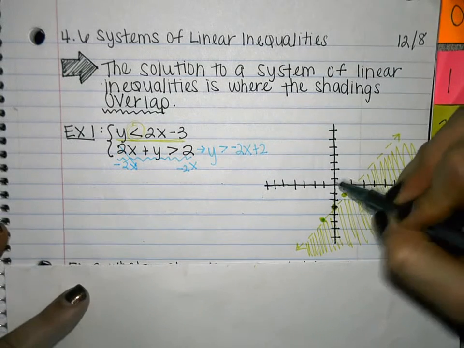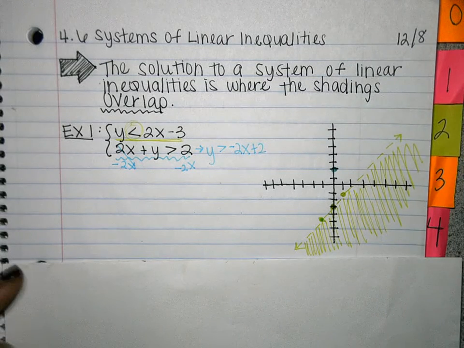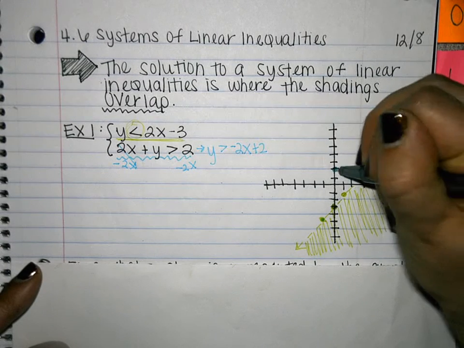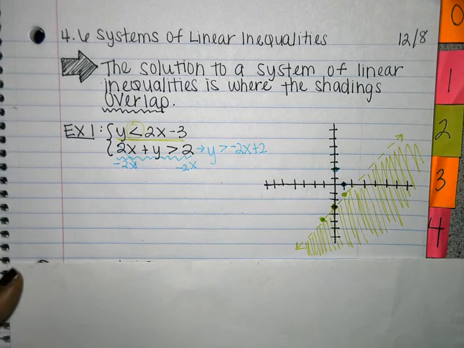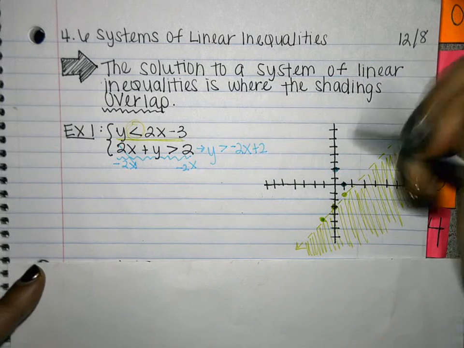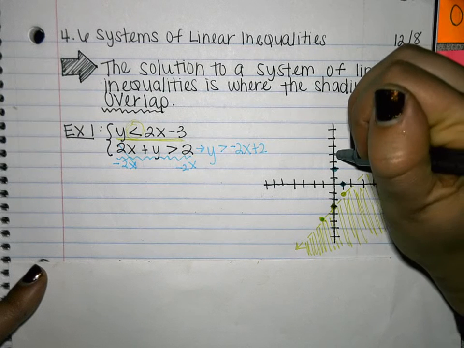So my y-intercept is +2. And my slope is -2/1. So I'm going to go down 2, right 1. And then I always like to go in the opposite direction. So I'm going to go up 2, left 1.